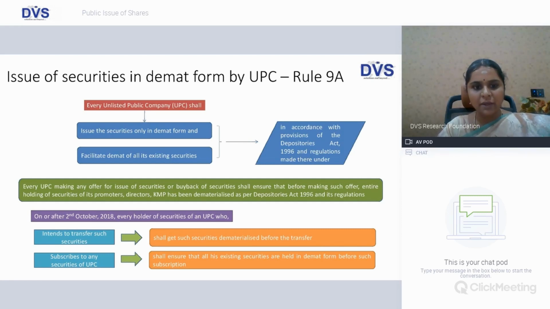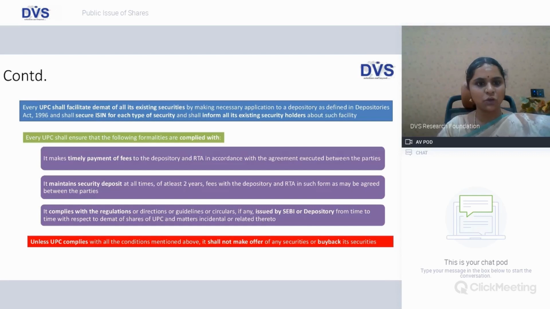So every unlisted company making any offer or buyback of securities shall ensure that before making such offer, the entire securities held by the promoters, directors or KMPs shall be dematerialized. This is effective 2nd October 2018. And every company, as mentioned earlier, shall facilitate demat of all its existing securities and secure the ISIN number. And every unlisted public company shall ensure that the following formalities are complied with. First, make necessary timely payment of fees, whether annual fee or custodial fee, to your RTA, the registrar and share transfer agent, or to the depositories, and maintain the security deposit at all times, which shall be at least 2 years, and comply with all the other regulations as prescribed by SEBI and the depository.